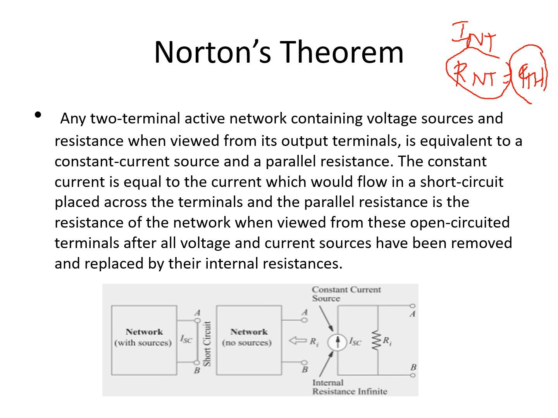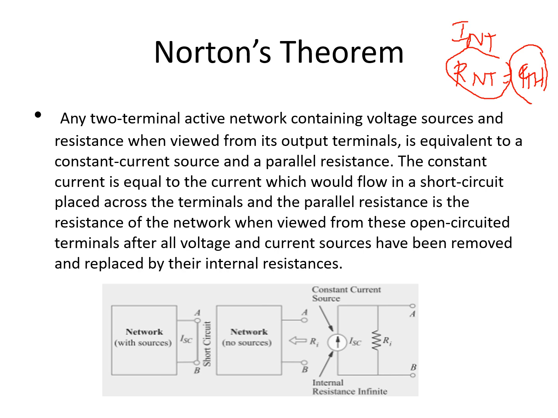So it says here, instead of a voltage source in series with the resistance, it will become a current source in parallel with an internal resistance. The current is equal to the current which would flow in a short circuit placed across the terminals, and the parallel resistance is the resistance of the network when viewed from these open circuited terminals after all voltage and current sources have been removed and replaced by their internal resistances. So the steps in solving for R_TH are the same as solving for the Norton's resistance.